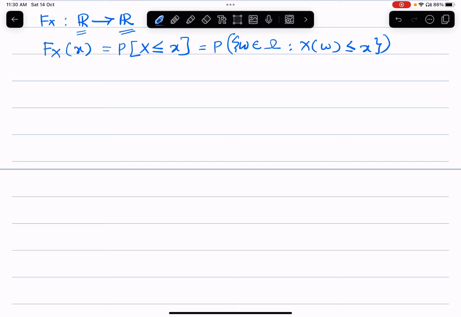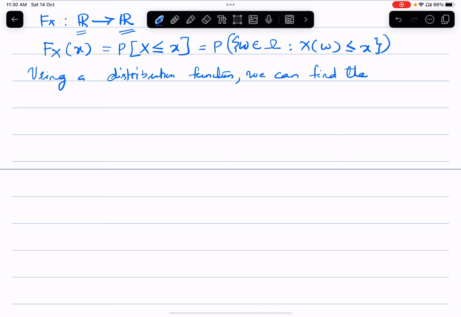So one thing, using a distribution function, we can find the probability measure of the random variable. Probability measure, we can mark it as P_X of the random variable. Okay.